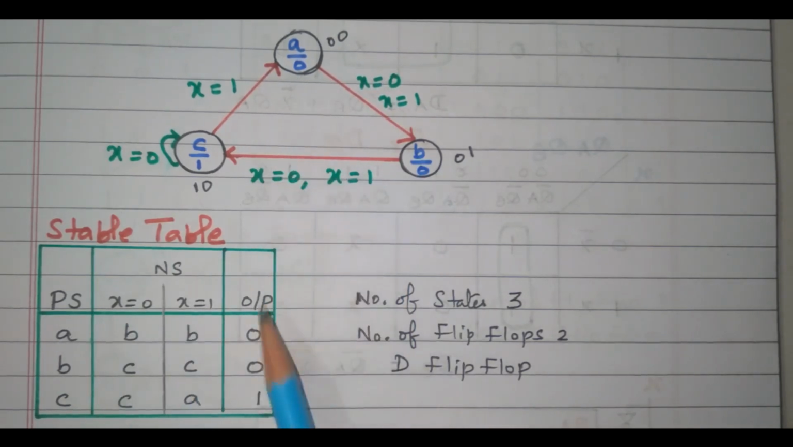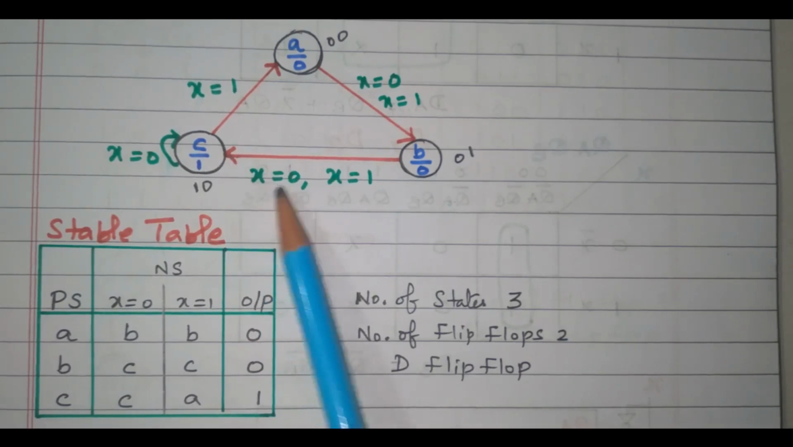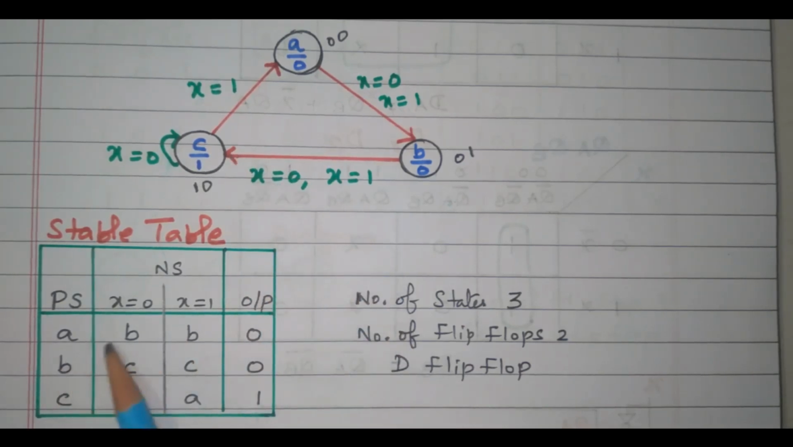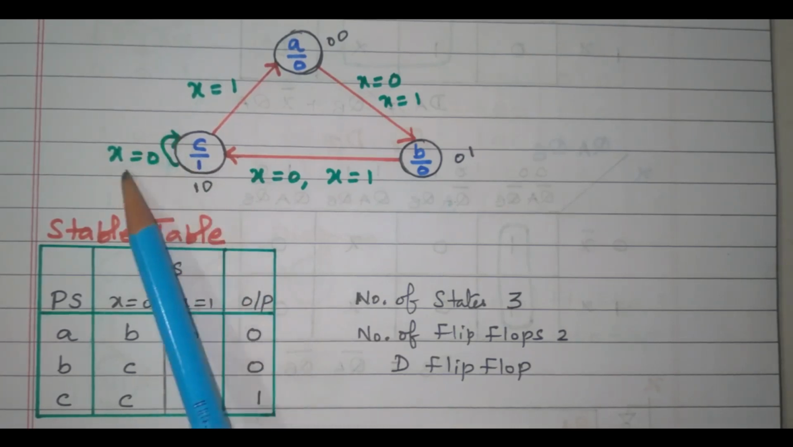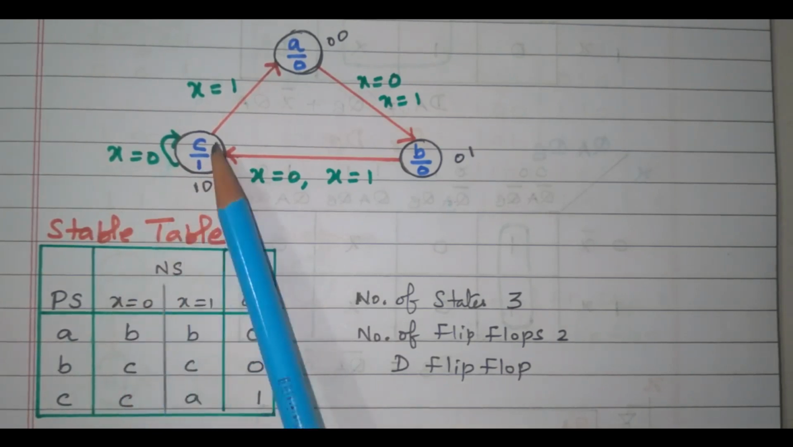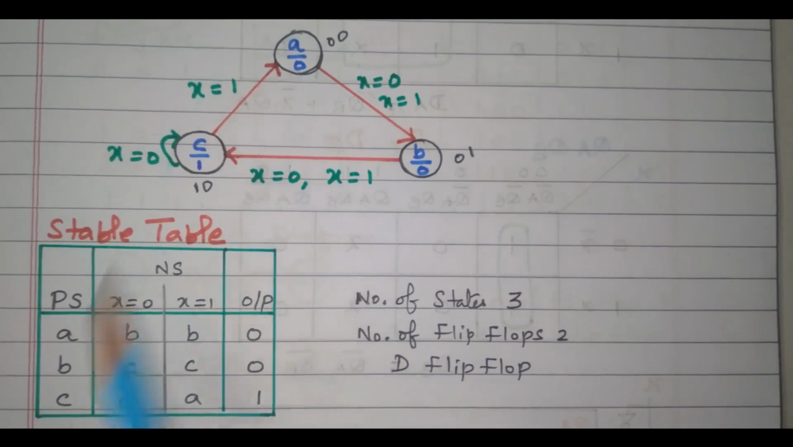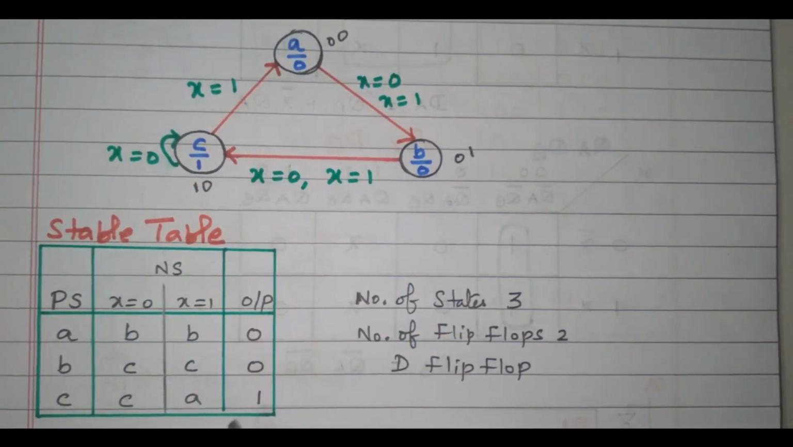The output is 0. Then the next one, B goes to C for x equal to 0 as well as x equal to 1. The output is 0. Then C goes to C itself for x equal to 0. C goes to A for x equal to 1. What is the output? Output is 1. So the output here is 0, 0, 1, 0, 0, 1.